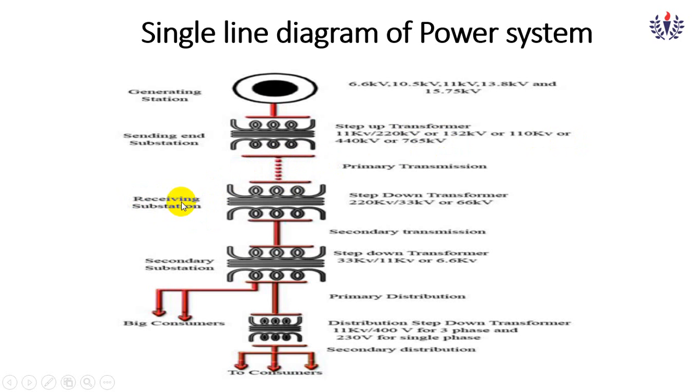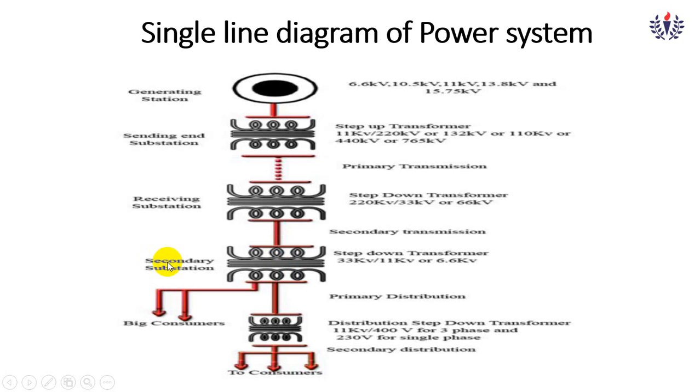Then it reaches the receiving substation. There is one more transformer, once again a step down transformer. Here the 220 kV is stepped down to 33 kV or 66 kV, based on the utilization. This 66 kV or 33 kV is once again transmitted, which comes under the secondary transmission. So these two are known as the primary and secondary transmission.